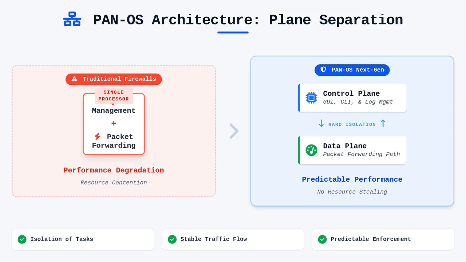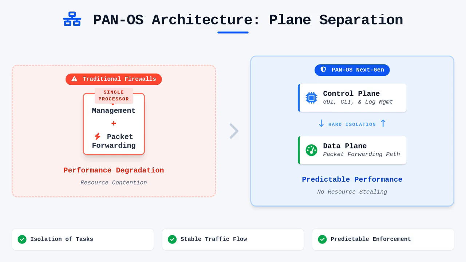When we talk about the architecture of a Palo Alto Networks next-generation firewall, we are essentially discussing the intentional separation of responsibilities. Traditional firewalls often suffered from performance degradation because the same processor handled both management functions and packet forwarding. In our architecture, we maintain a hard distinction between the control plane and the data plane.